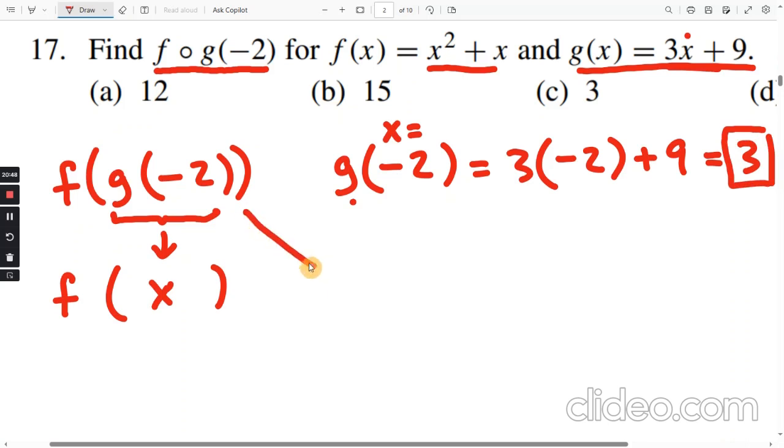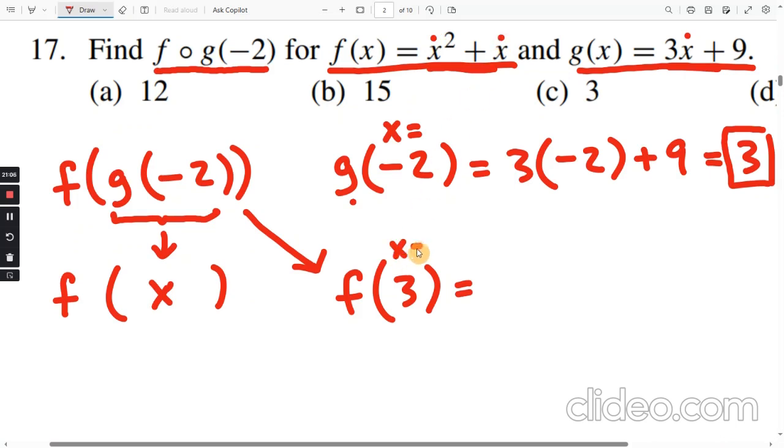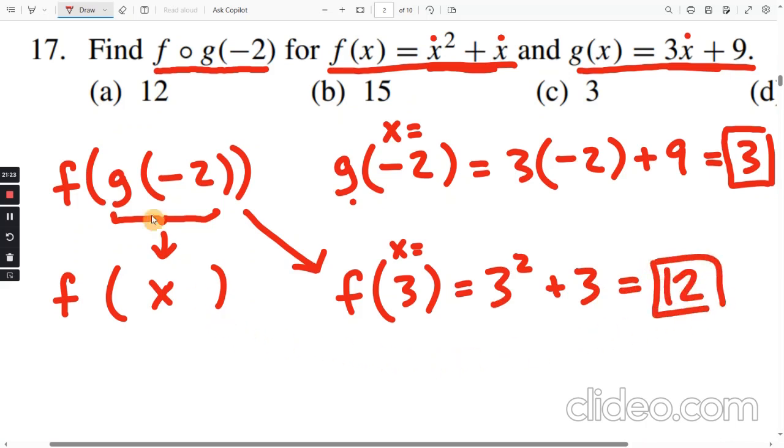So f of g of negative 2 just means that's going to be f of 3. Now we're plugging in x equals 3 into the f function. Plug it in wherever you see an x. There's an x here and an x here. So x squared is going to be 3 squared plus x, so it's plus 3. 3 squared is 9 plus 3, that's 12. Answer A.